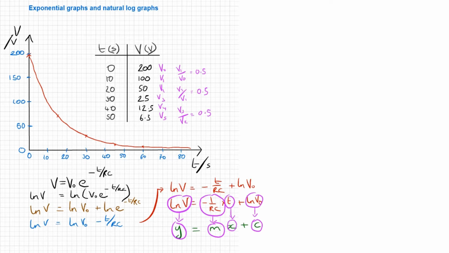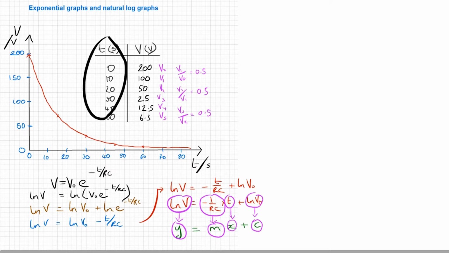And so I'm going to add a column into my table. And the column I'm going to add is going to be what I want to plot on the y-axis. I already have the t column to plot on the x-axis. So we just need to add in a column for the y-axis. So I'm going to add in there the natural log of v.